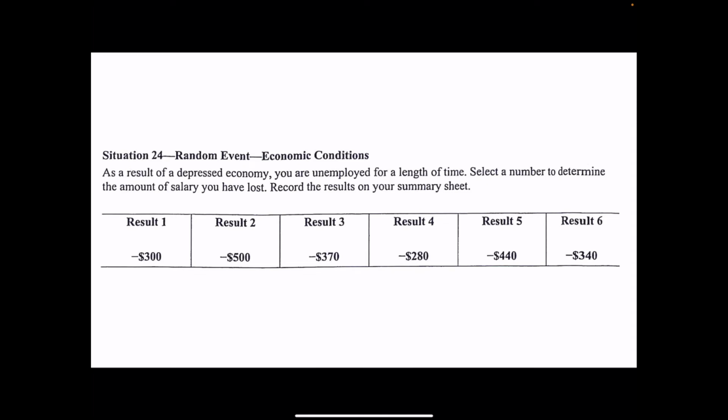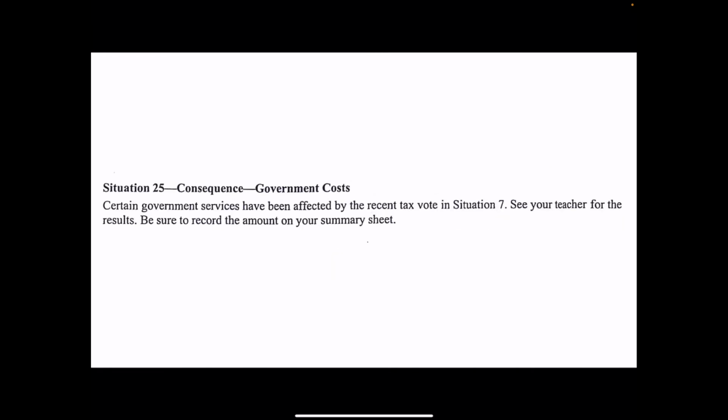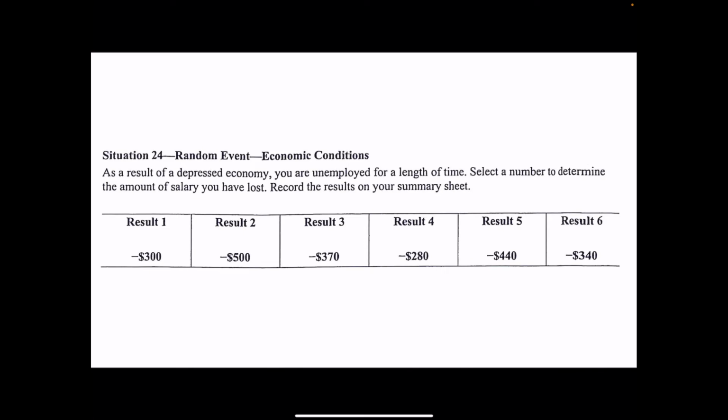Situation 24, a random event. As a result of a depressed economy, you're unemployed for a length of time. Select a number to determine the amount of salary that you have lost. So randomly, I pick out a purple card, and it came up to, I forgot to put it on here, but it was number 4. So it is $280. So in situation 24, the result is 4, and it is negative $280. And then you can figure out your new balance.